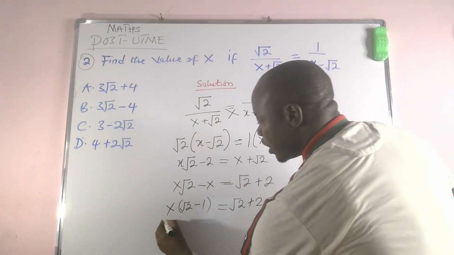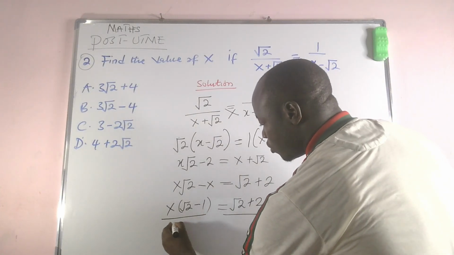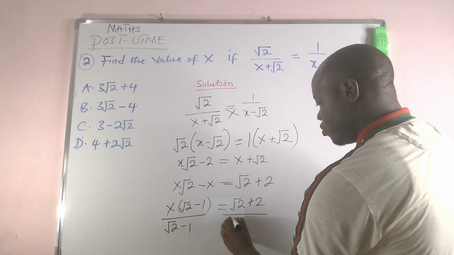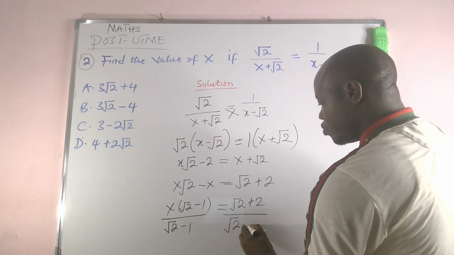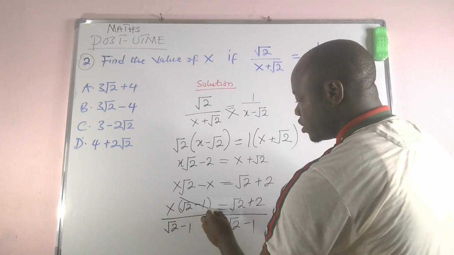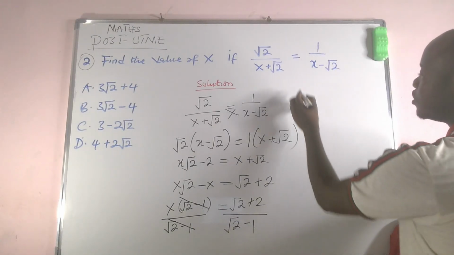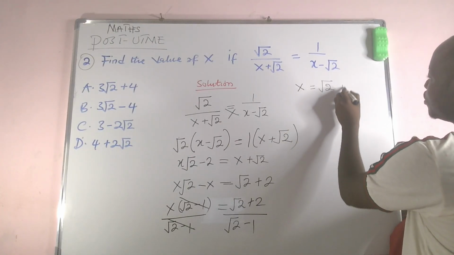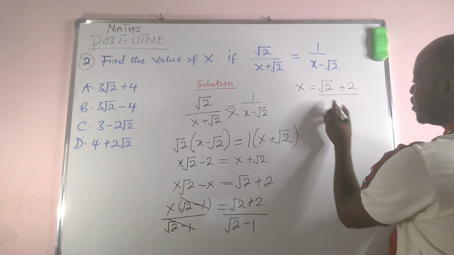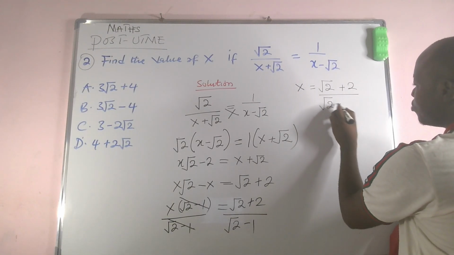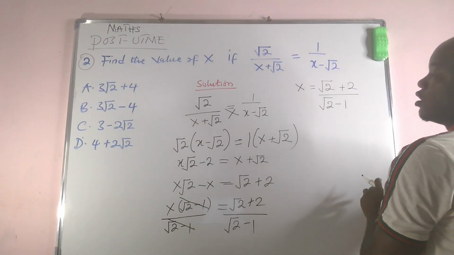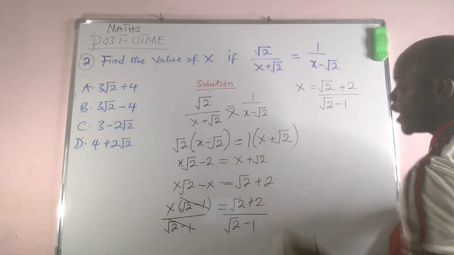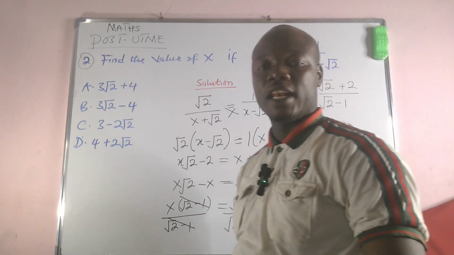Therefore, at the end, we are now going to divide this by both. We are going to divide this. So we now have root 2 minus 1. Here, we also have root 2 minus 1. So therefore, this will now cancel this. Then at the end, we now have x is equal to, we have root 2 plus 2 divided by root 2 minus 1. So, but we can rationalize this. We can rationalize this. So how are we going to rationalize it?